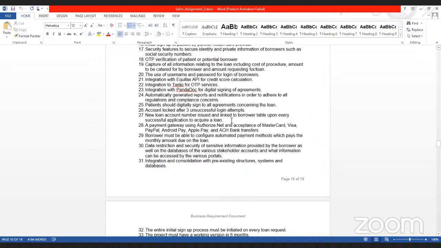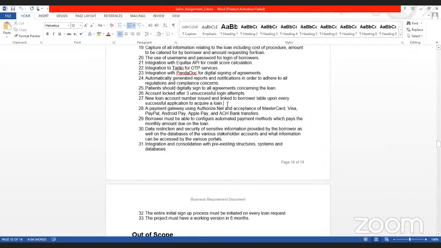So it's the loan account numbers, which is the key element here to tracking their loans. So there's a payment gateway integration using Authorize.net. And since Authorize.net accepts MasterCard, Visa, PayPal, and the others, it makes it easier. So that's why we are integrating with Authorize.net.